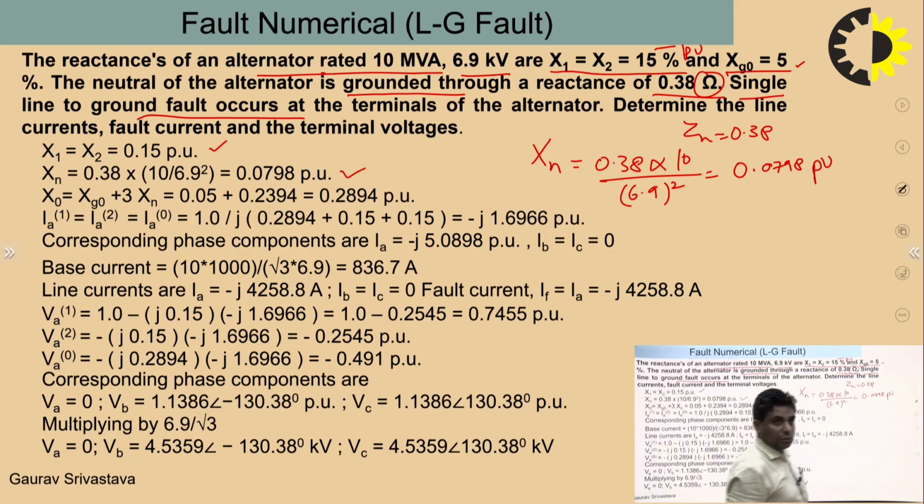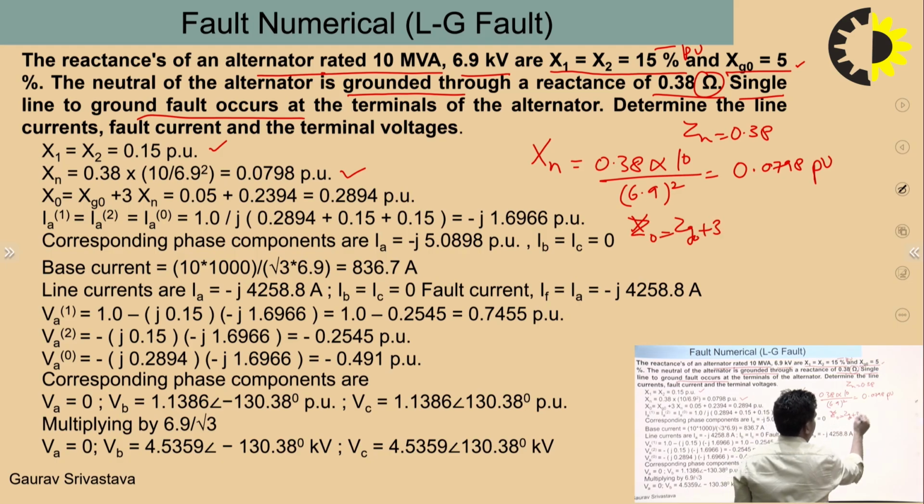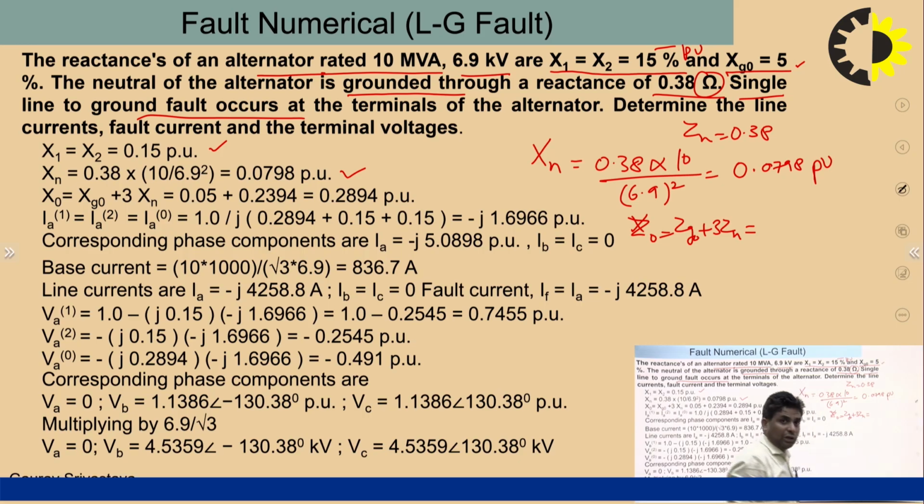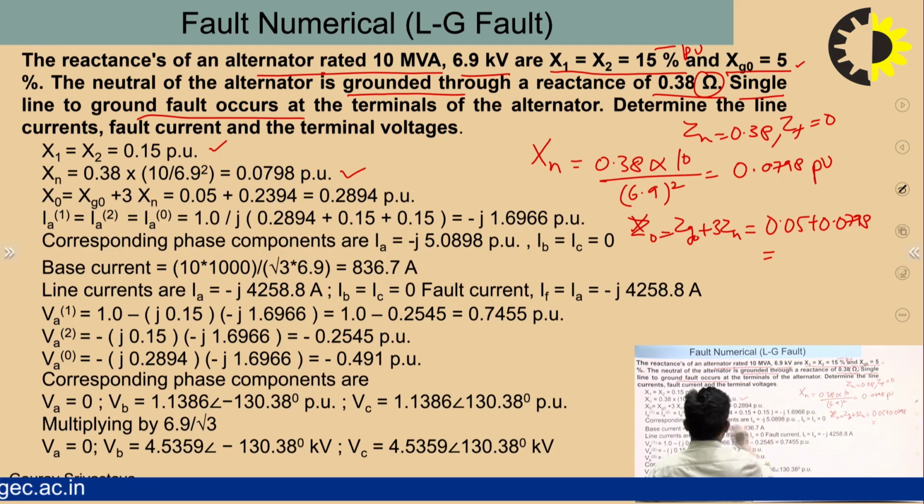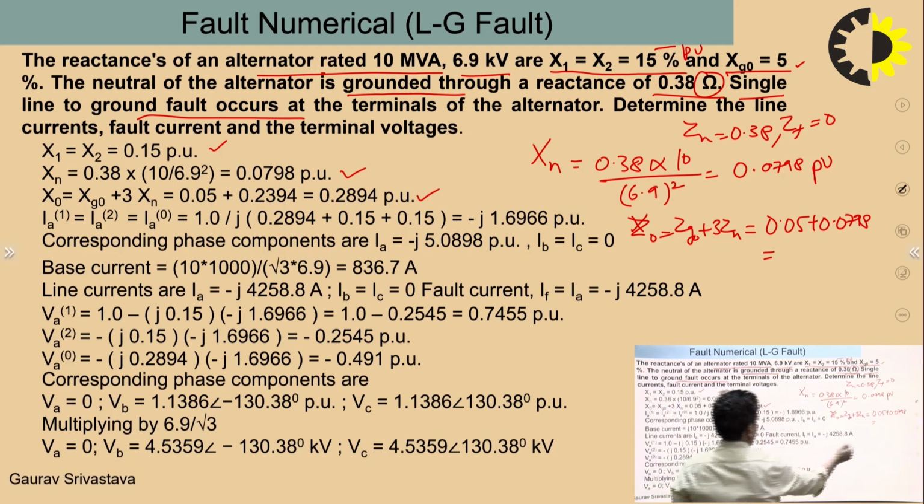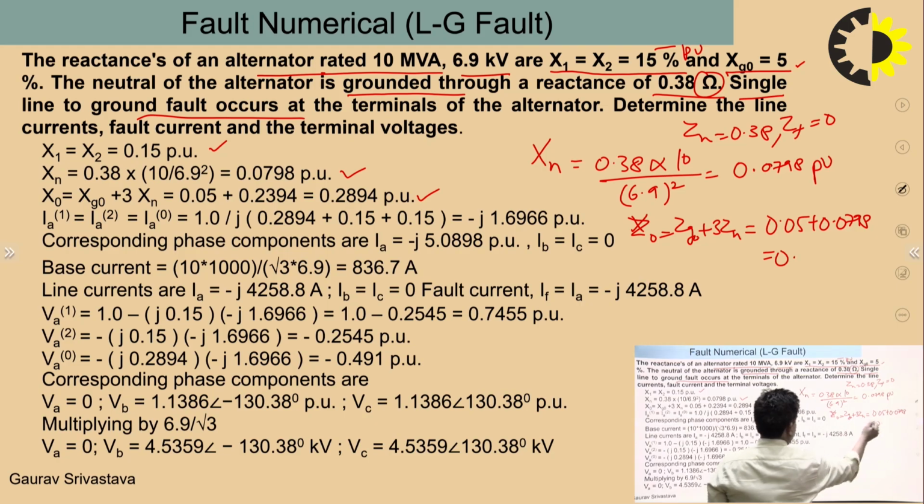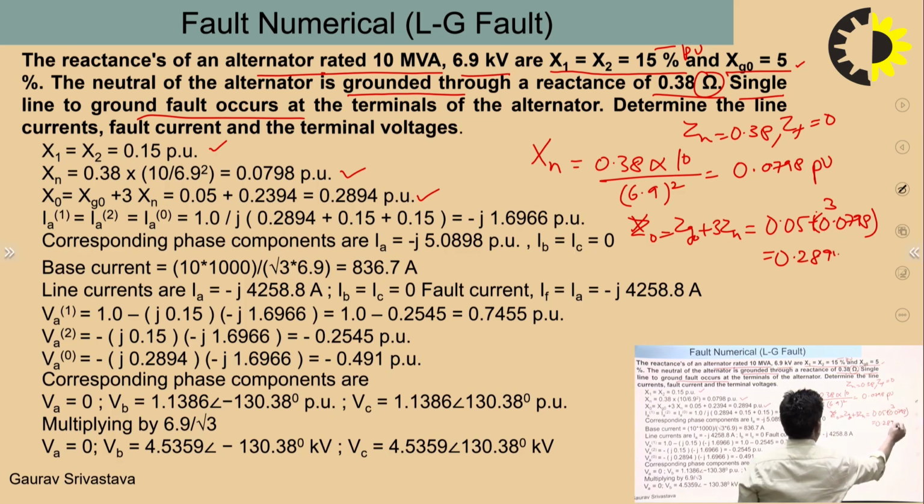So what will happen? The zero sequence impedance becomes Z0 equal to Zg0 plus 3 times Zn. Here the fault impedance was not given, so we are also considering ZF as zero. When we calculate Z0 plus 3 Zn, the value of Zg0 given was 0.05 plus 3 times 0.0798, so it becomes 0.2894 per unit.